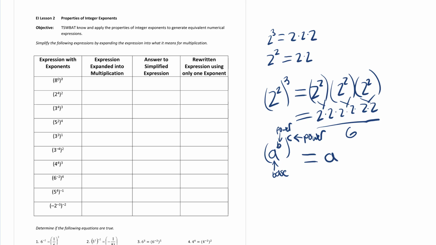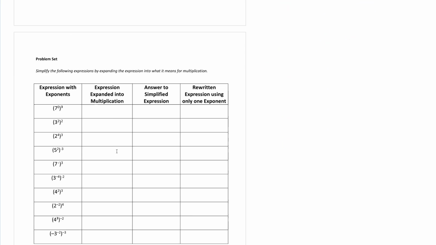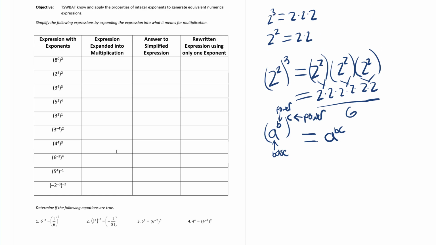This A to the B quantity, the parentheses are important, to the C is the same thing as A to the BC. In other words, A to the B times C. You multiply them together. Raise a power to a power, multiply. Right? Okay. So let's put that into practice. I'll do this whole page here, and then you'll have your own page of practice to do as well. Here's a whole bunch of examples to show you what I'm looking for.